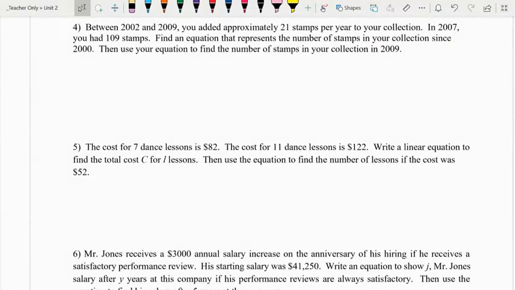Number 4, between 2002 and 2009, you added approximately 21 stamps per year to your collection. In 2007, we had 109 stamps. Find an equation that represents the number of stamps in your collection since 2000. Then use your equation to find the number of stamps in your collection in 2009.